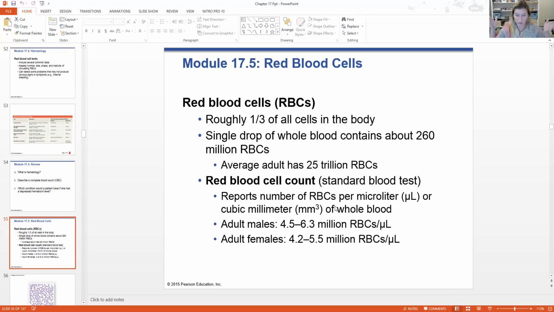So the red blood cell count is just a standard blood test. You're just literally looking at the slide and doing a representative sample. This reports the number of RBCs per microliter. Adults, males and females. Males tend to have higher values for this because they have larger bodies. Larger bodies require more blood, so makes sense.